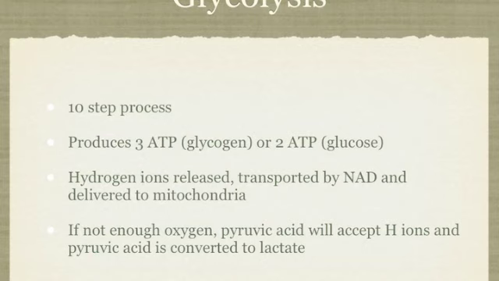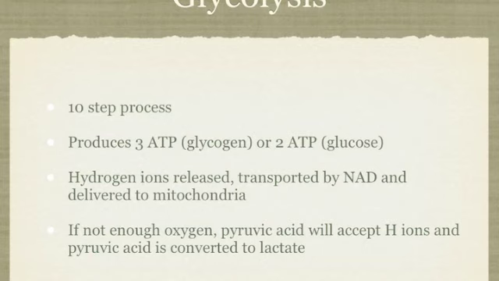In this process, it's not just that ATP is produced, but hydrogen ions are also released, and they are transported to the mitochondria through a transporter which is called NAD. So the hydrogen ions that are released in this whole breakdown of glucose bind with NAD, and NAD then transfers them to the mitochondria to be used later in energy production in the presence of oxygen, or oxidative energy production.